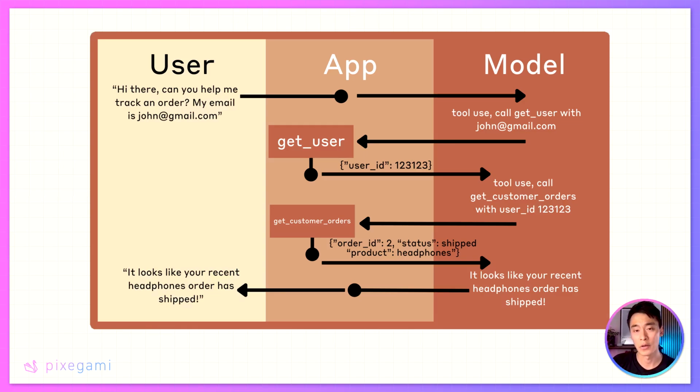The user asks a question to the LLM model. The model decides that it needs to use a tool such as get user or get customer orders. Now the next part is important. The model itself doesn't have the ability to use tools or make external API calls. Instead, it just responds back to us that it would like to use a tool with these specific inputs. So it's actually up to our own application logic to execute those functions and then send the results back to the model. And this interaction can keep repeating in a loop until we have the final outcome that we want.